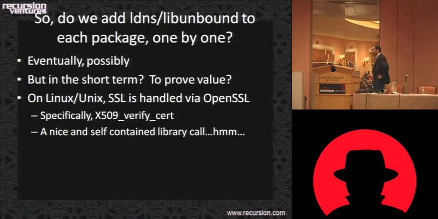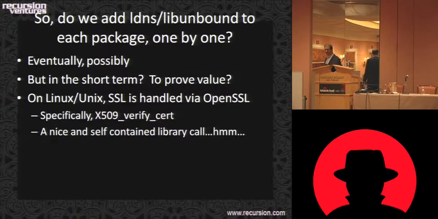So what do we do? Do we add LDNS or libunbound to every package out there one by one? Oh, you know, eventually, possibly. Maybe the operating systems will actually give us some functionality, give us some inherent caching. But what do we do in the short term? I don't want to write patches for everything.